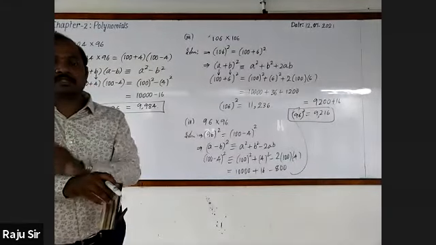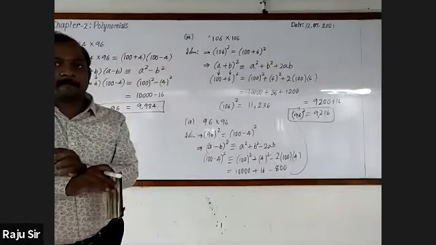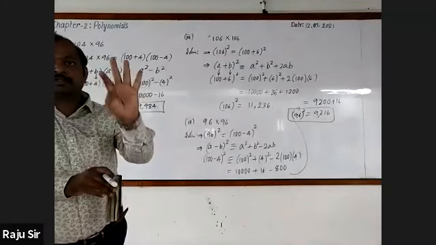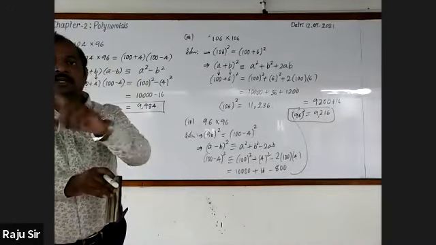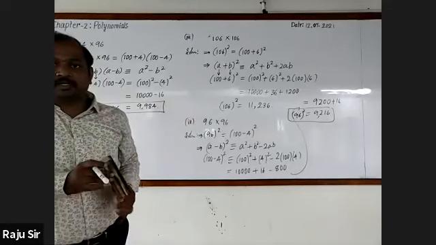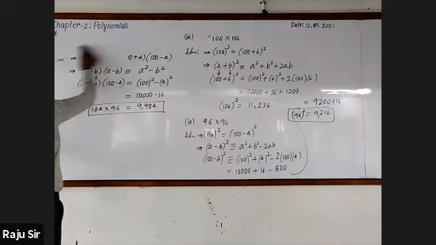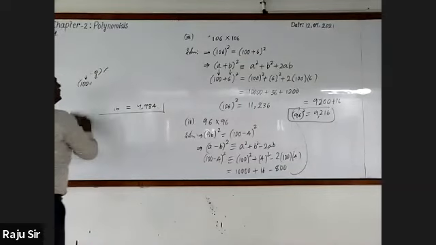Niharika, which are those? The first one is A plus B whole square. Second one is A minus B whole square. Third one is A plus B into A minus B. These three are there. Now I'm going to focus on another identity.